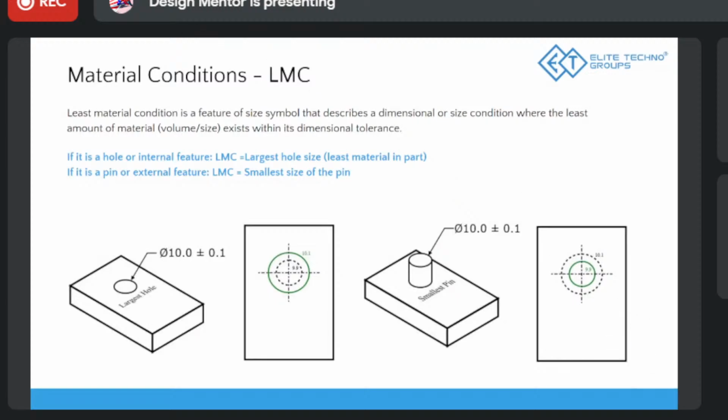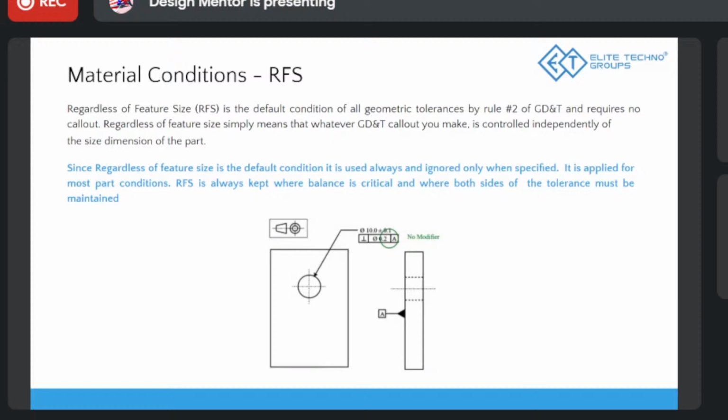Then we have regardless of feature size. You can also see there's no M or L mentioned here. That is usually where the M or the L will be mentioned. So if it's not mentioned, it is regardless of feature size. It means that it doesn't have a material condition, and whatever the tolerance is given, we should go by that itself.